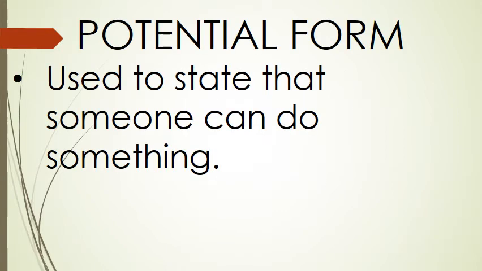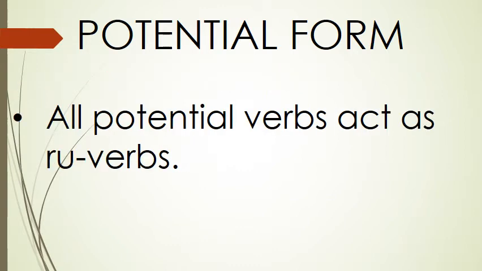The potential form is used to state that someone can or is able to do something. In English, we could get the potential form by adding can to our main verb. For example, saying, I can do that. But in Japanese, we will need to convert the main verb itself. Now, when we convert a verb into potential form, it will always act as a root verb.